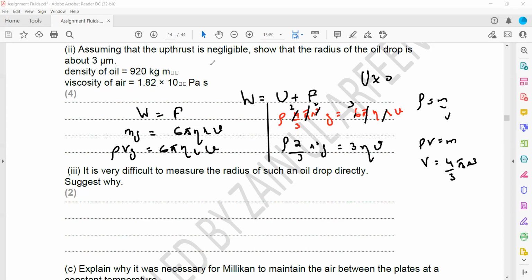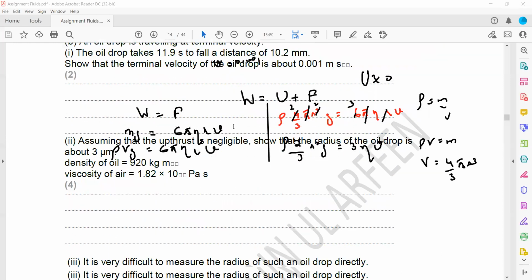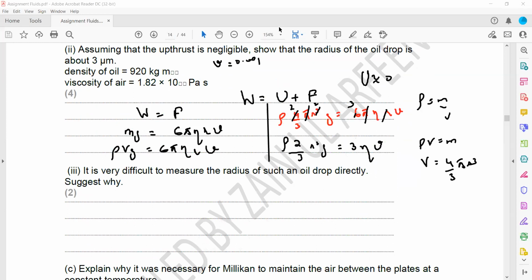Here v is the terminal speed, which we already calculated in the previous part, which was 0.001 meters per second. So 0.001 meters per second is the velocity at which it is moving. So we have this parameter. The viscosity of the air is 1.82 times 10 to the power minus 5. Actually, the exponent here is minus 5.